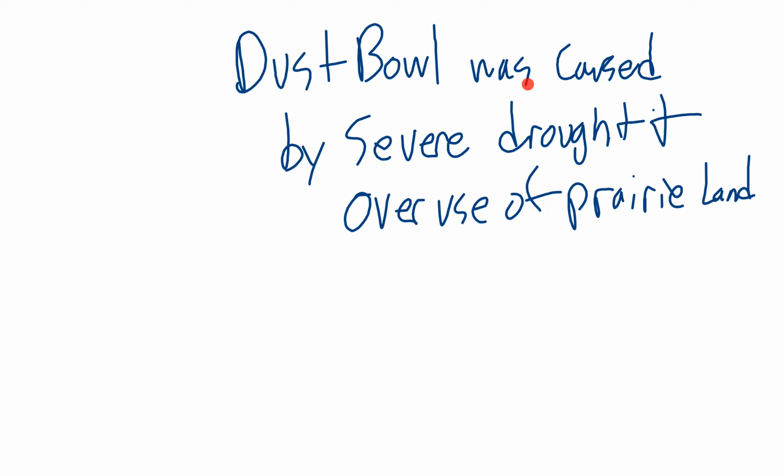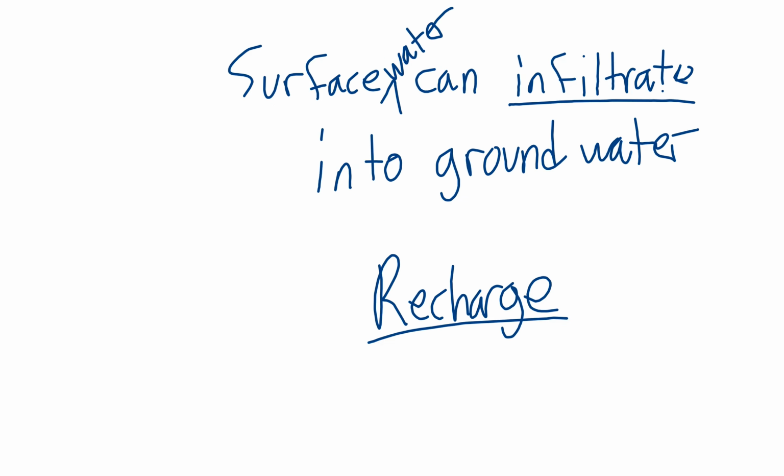The Dust Bowl in the 1930s was caused by severe drought and the overuse of prairie land. They farmed it, and then they farmed it, and they farmed it, to the point where the nutrients were gone from the soil. There's a drought, so there's no water, and they couldn't get much of anything to grow, and then a lot of topsoil just blew away, and that's why it was called the Dust Bowl.